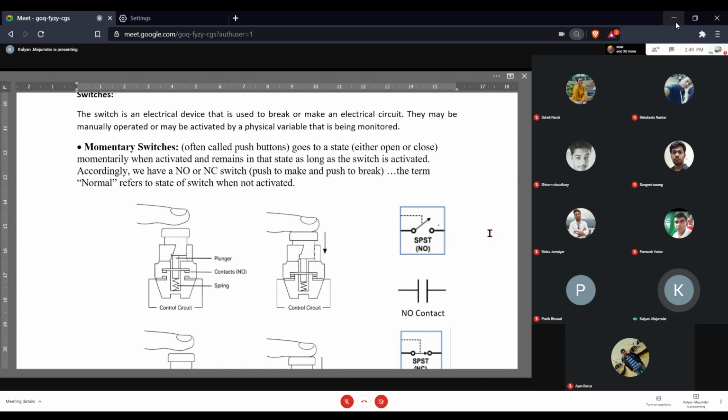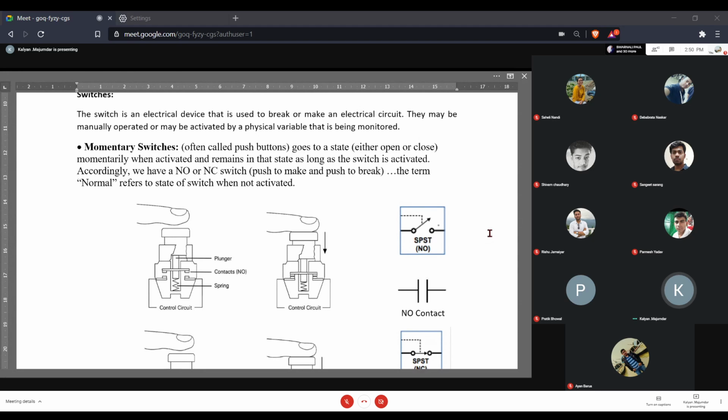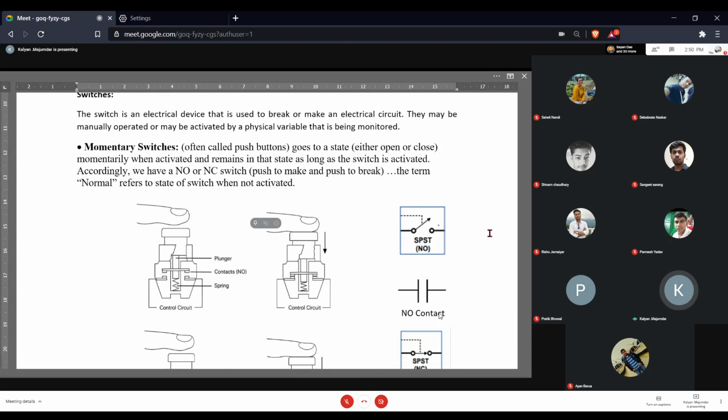it momentarily changes state. That is, if it was open before you operated the switch, when you operate the switch, it becomes closed. It remains closed as long as you keep activating it, as long as you keep pressing it. And once you release it, it goes back to the other state. That means of the two possible states, one is a stable state. If it's normally off, then normally it's off until and unless it's activated.